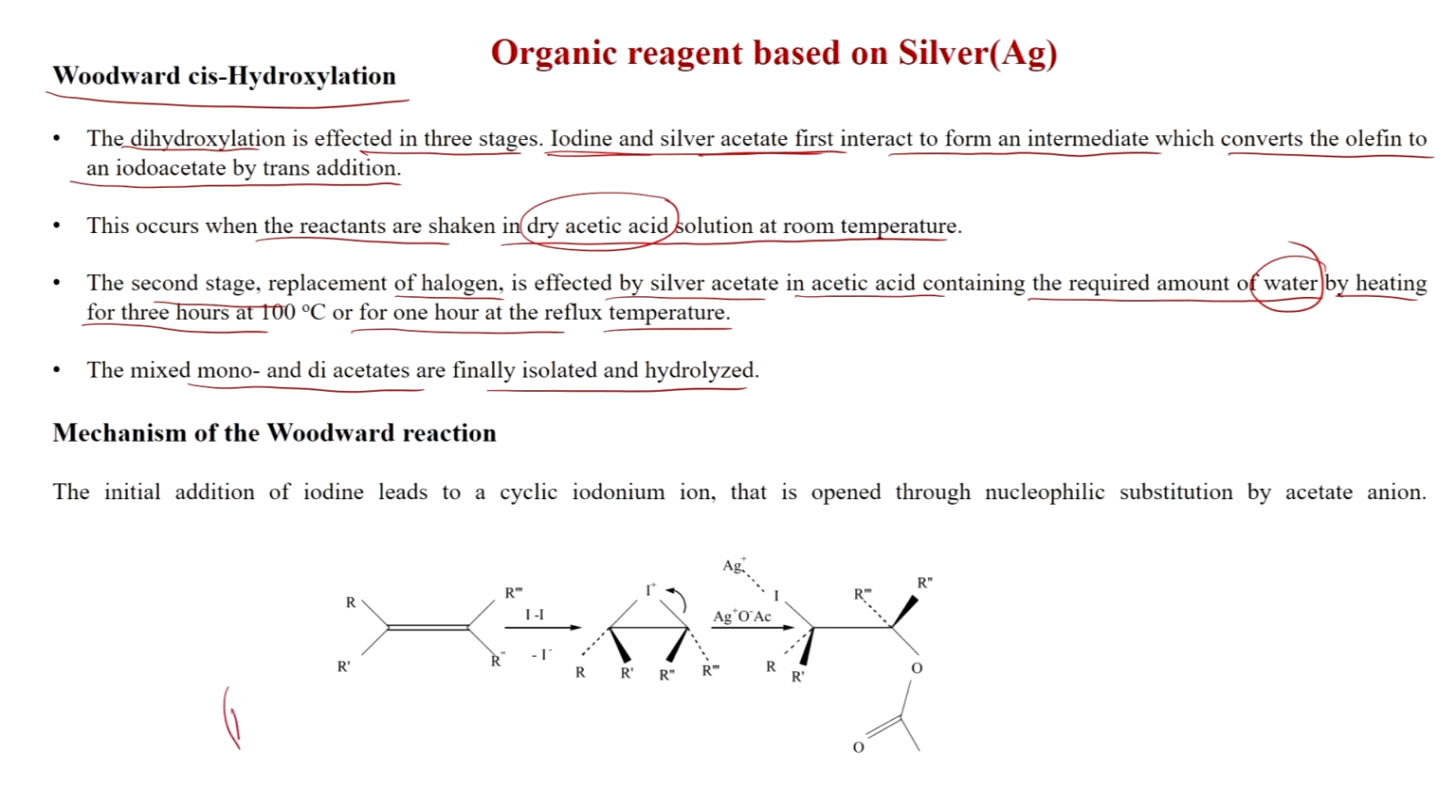So this is the mechanism. This is the alkene, and the iodinium ion is formed first. Like the bromine reaction, iodine also reacts in a similar way, and here this iodinium ion is formed. Now silver acetate reacts with this iodinium ion, as you can see it is reacting here. So here the groups are inverted, and now you get this intermediate that is opened through nucleophilic substitution by acetate anion. So this is nucleophilic substitution, and now iodine will be coordinated with silver plus. So that we will see.